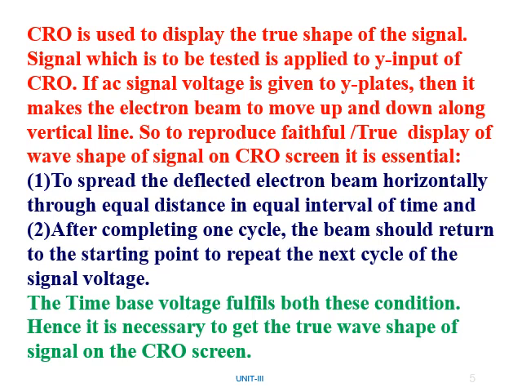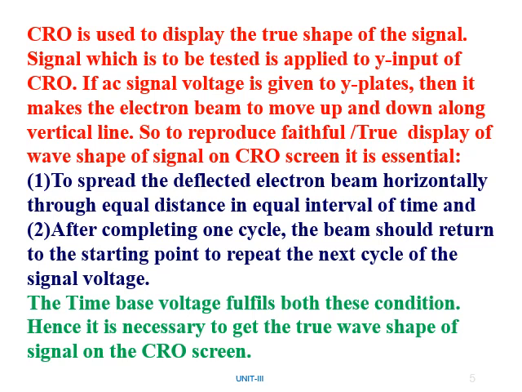If we give only the signal voltage which is to be tested to the Y plate, then it makes the electron beam move up and down along the vertical line. We will get only a vertical line on the screen. To reproduce the faithful or true shape of the signal voltage on the screen, it is essential to spread the deflected electron beam horizontally through equal distance in equal intervals of time.